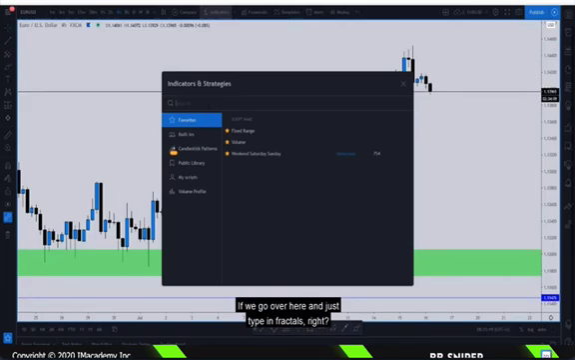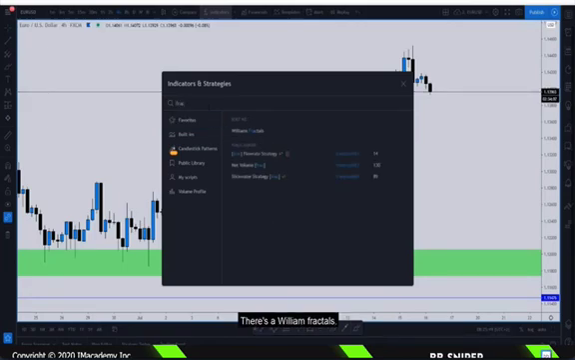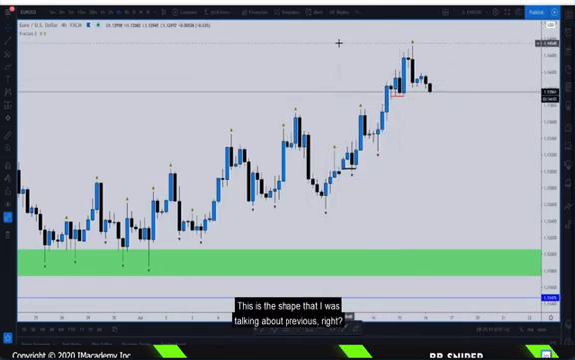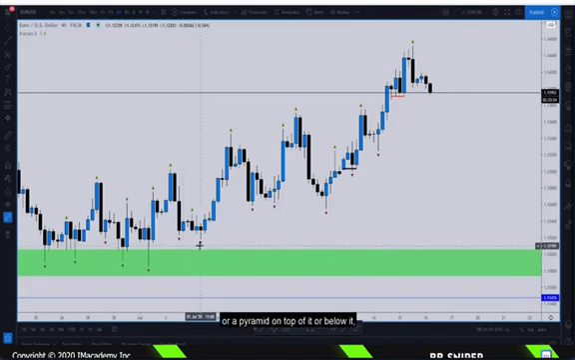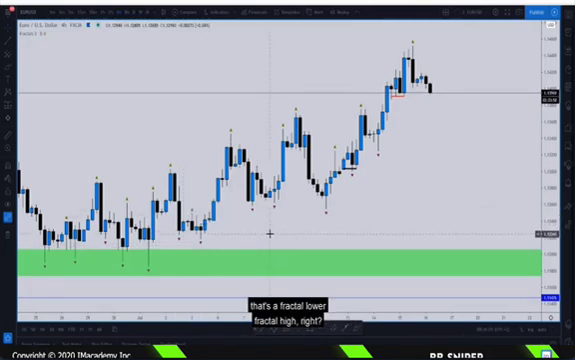If we are, of course, trying to have an indicator, if we go over here and just type in fractals, right? These are Williams fractals, and we put it on. This is the shape that I was talking about previously, right? Every single high, every single low that has this kind of triangle or pyramid on top of it or below it, that's a fractal low or fractal high, right?